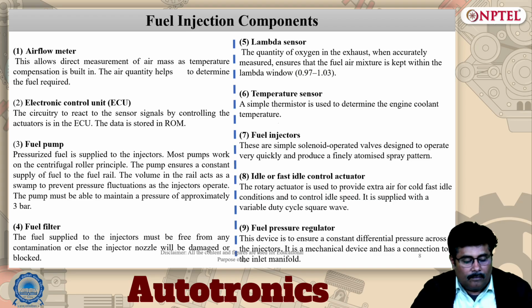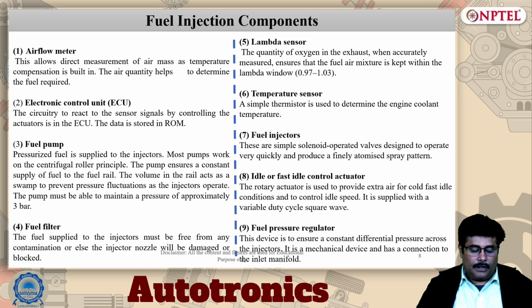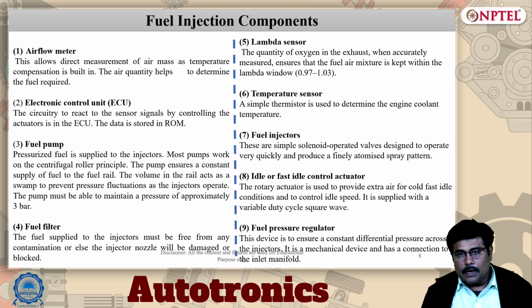Next, we have the fuel pump, where pressurized fuel is supplied to the injector. Most pumps work on the centrifugal roller principle. The pump ensures a constant supply of fuel to the fuel rail. The volume in the rail acts as a damper to prevent pressure fluctuation as the injector operates. The pump must be able to maintain a pressure of approximately 3 bar. Next, we have the fuel filter. The fuel supplied to the injector must be free from any contamination, or else the injector nozzle will be damaged or blocked. Next, we have the lambda sensor.